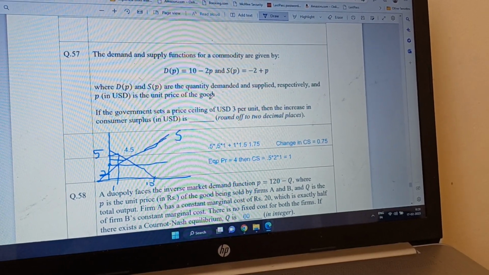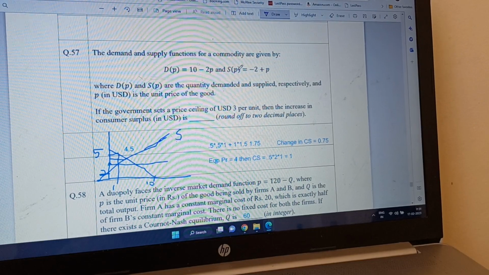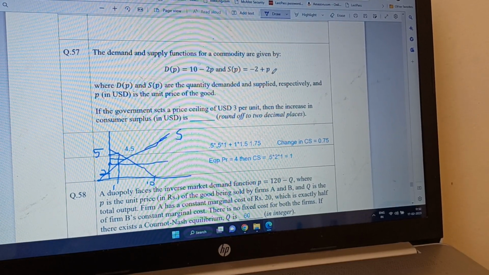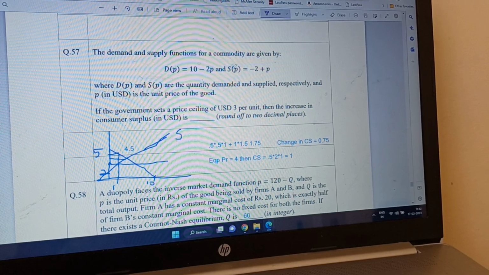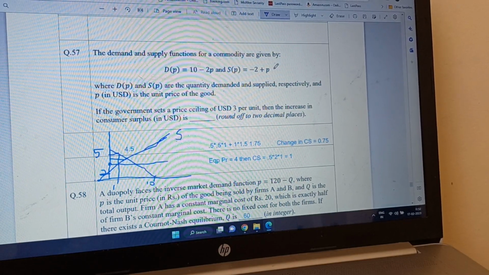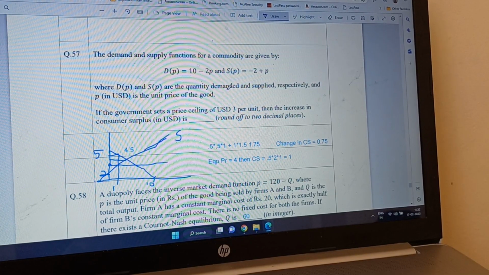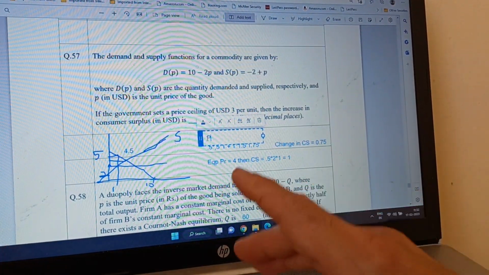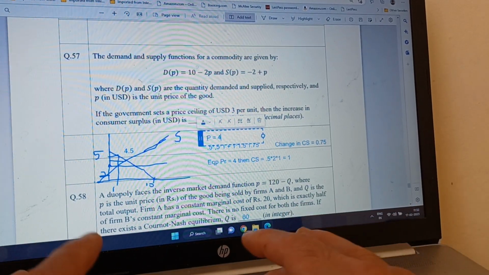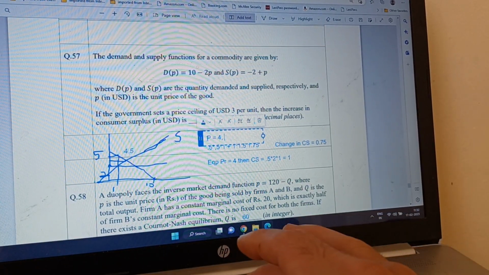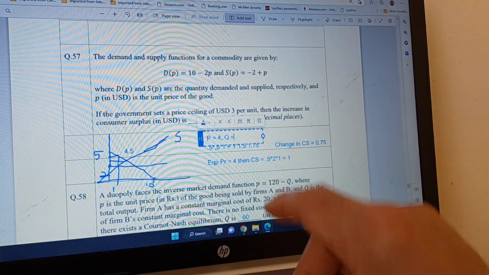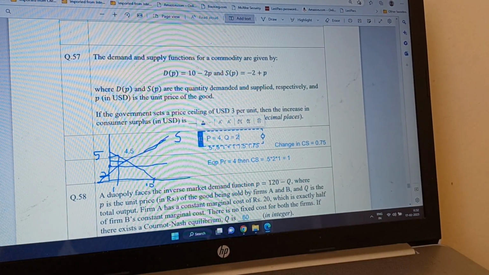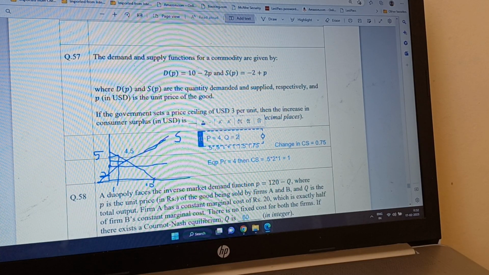D(P) is equal to S(P), so we equated 10 minus 2p is equal to minus 2 plus p. This becomes 12 is equal to 3p, so p is equal to 4. So our equilibrium price p is equal to 4. And if p is equal to 4, then q is equal to 10 minus 2p, which is equal to 2. So equilibrium quantity is 2 and equilibrium price is 4.